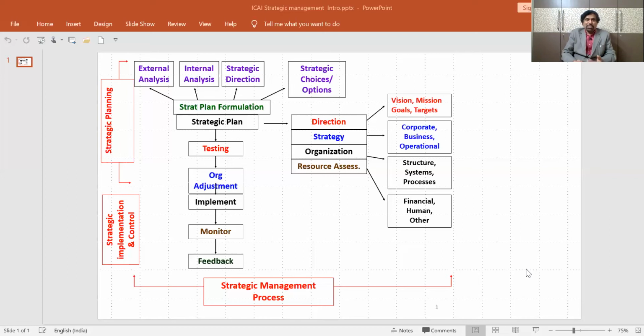which, as I mentioned, gives us the direction, which gives us the strategies in terms of the corporate strategies, the business strategies, the operation strategies. When I say corporate strategies, what I mean is strategies at the level of the corporate, the organization: what business is to be in, what the business is to exist. Strategies such as mergers, amalgamations, etc. They come under the corporate strategies.